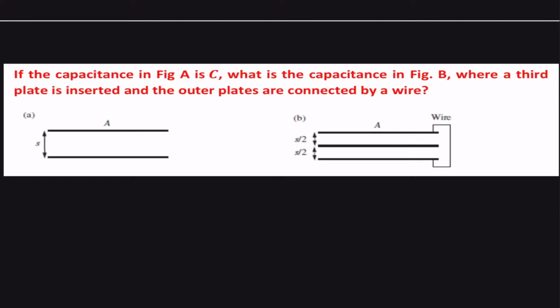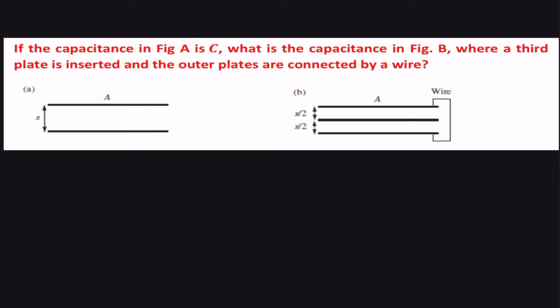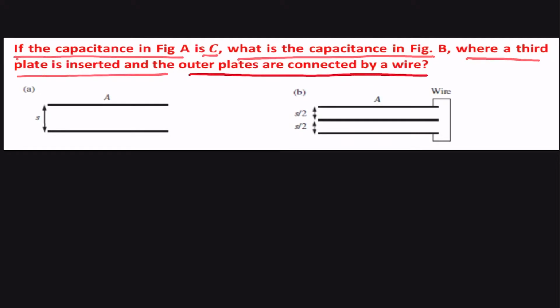And these questions are somewhat, you can say, the statements look like they are almost the same, but there is a slight difference. So we are having this first question, and in the first question it states that if the capacitance in figure A is C, what is the capacitance in figure B, where a third plate is inserted and the outer plates are connected by the wire.